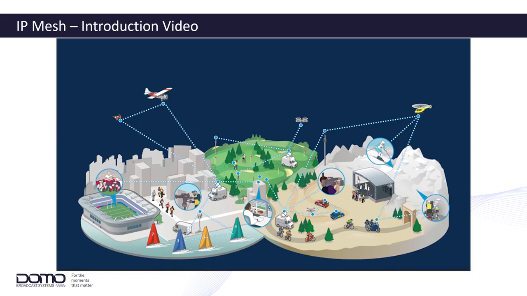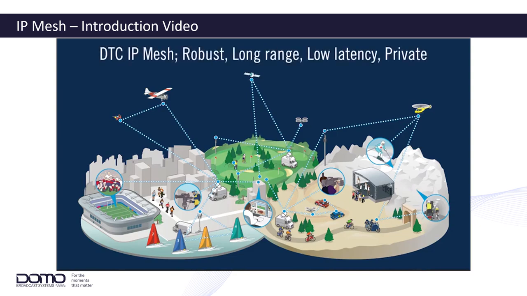Finally, it is also possible to connect separate mobile networks together using fixed infrastructure, such as dedicated fibre, the internet, cellular networks, and even satellite links. And this is called interlink mode, and it can greatly enhance remote production. Over the past few years, workflows have become ever more IP-based, and this trend is only set to continue. DTC's IP Mesh gives you a robust, long-range IP network to enable challenging productions now and into the future.